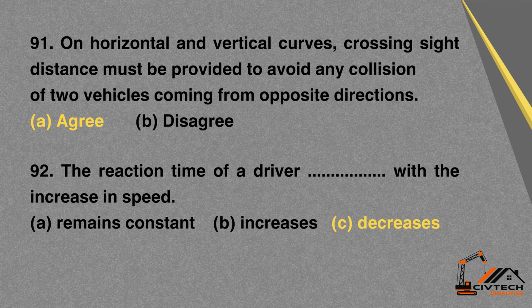91. On horizontal and vertical curves, crossing sight distance must be provided to avoid any collision of two vehicles coming from opposite directions. A. Agree, B. Disagree. Correct option: A. Agree. 92. The reaction time of a driver, with the increase in speed: A. Remains constant, B. Increases, C. Decreases. Correct option: C. Decreases.